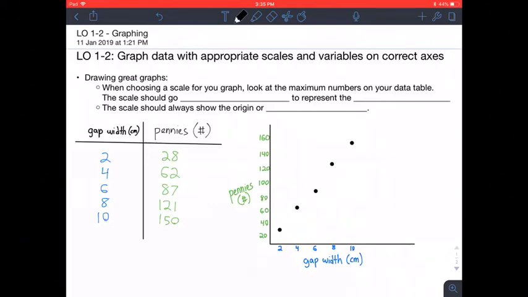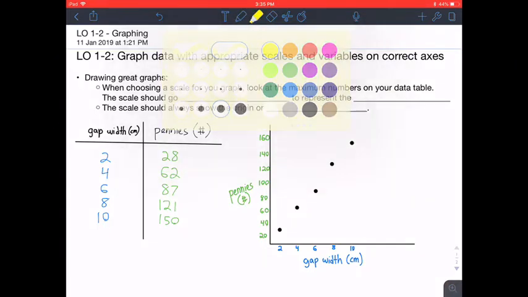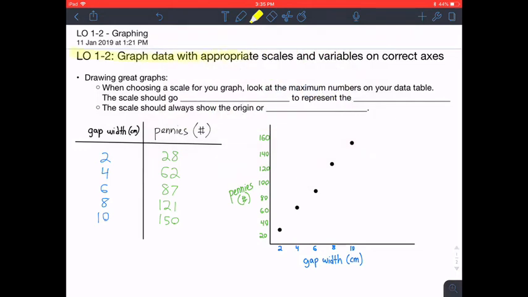Okay, welcome to lesson number 2, learning objective 1-2, which is all about graphing. Our objective on this one is to learn how to graph data with appropriate scales and the variables on the correct axes. I want to highlight that the goal here is all about the scale of your data and also having your variables on the correct axes.